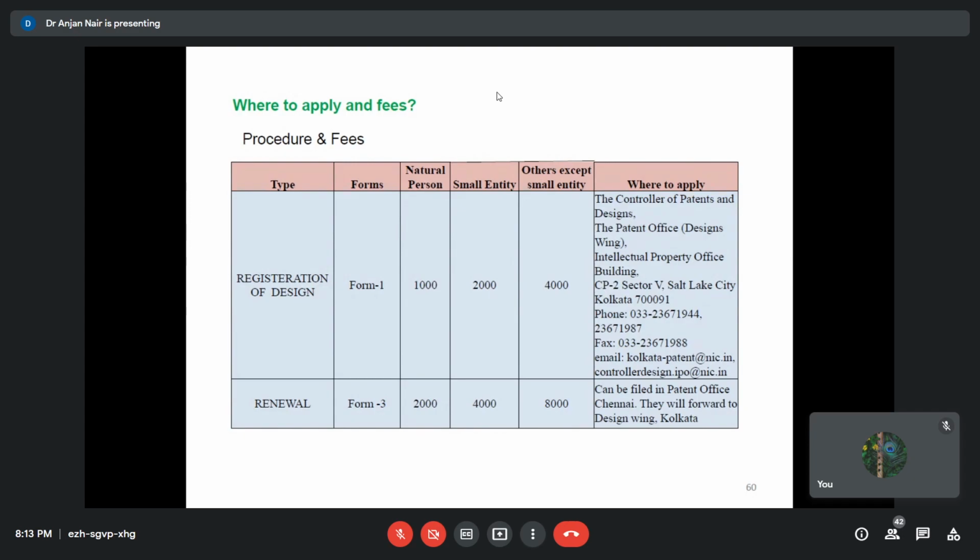You go for a trademark and things like that, and for the appearance, since the same product can be made by two or more companies, the appearance will also play an important role. In which case you can file for this Design Act, and these are the costs. Basically, you have to apply for this in Kolkata, and renewal can be done in Chennai also.